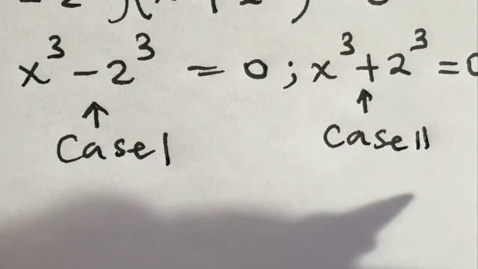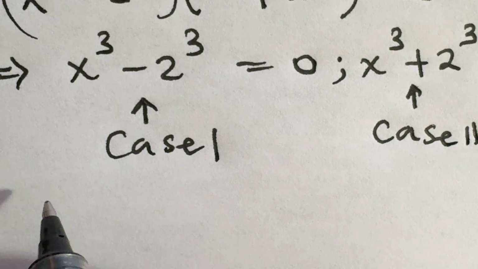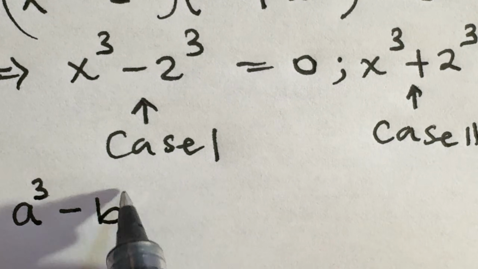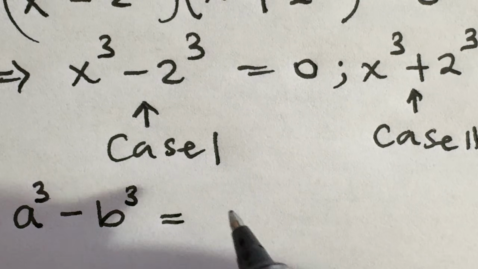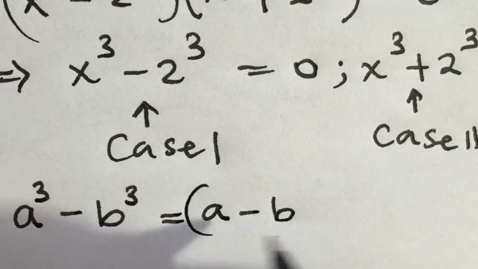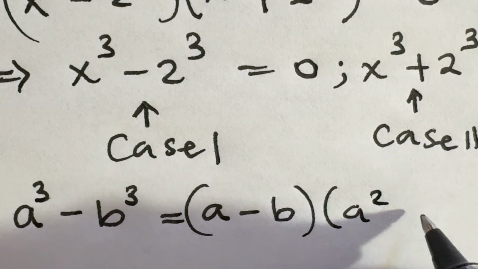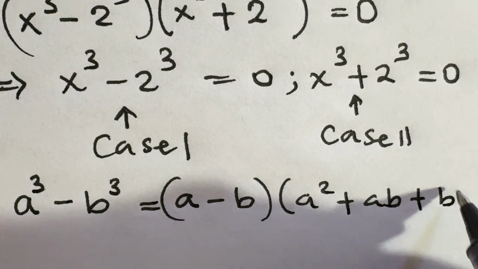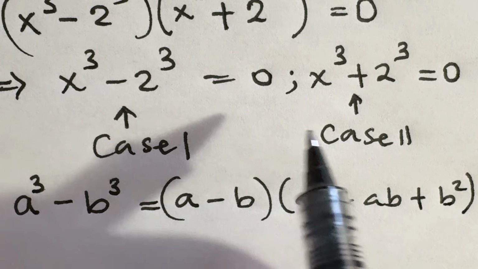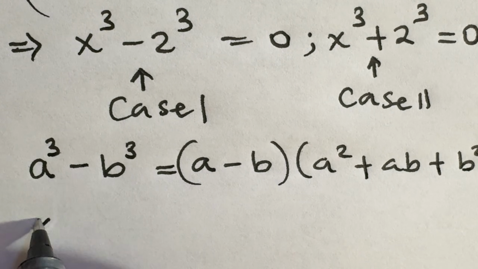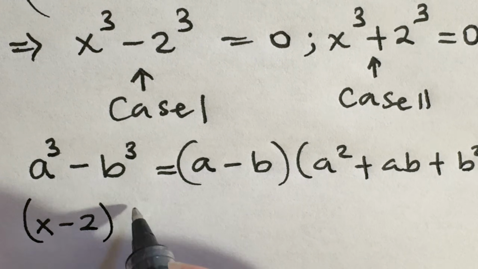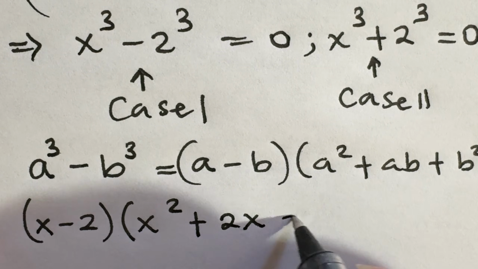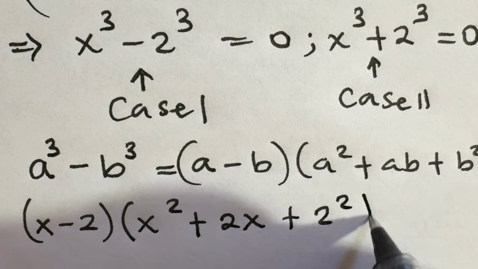In the first case, we have difference of two cubes. To factorize difference of two cubes, recall this identity: a raised to power 3 minus b raised to power 3 you can factorize as a minus b times a squared plus ab plus b squared. So this then becomes x minus 2 into brackets x squared plus 2x then plus 2 squared is equal to 0.